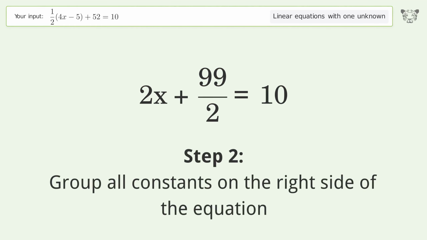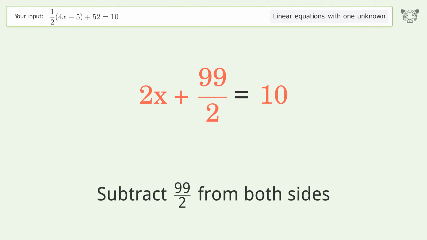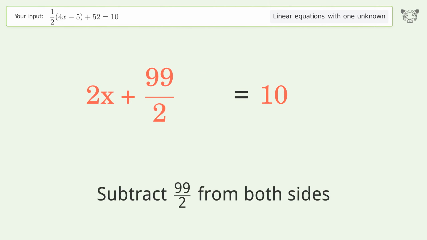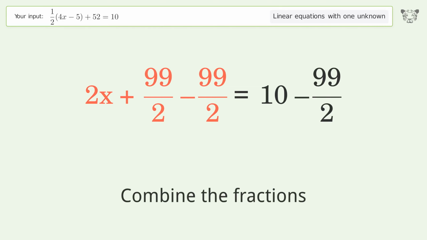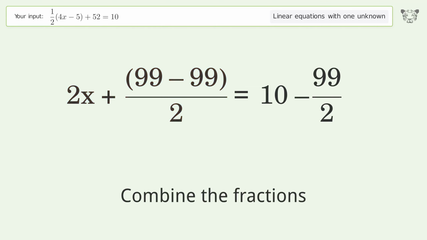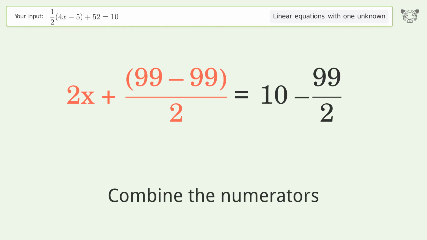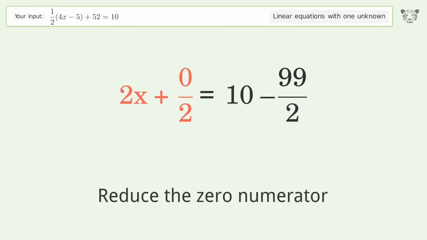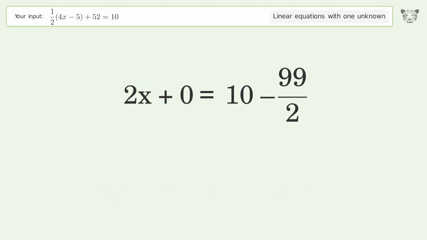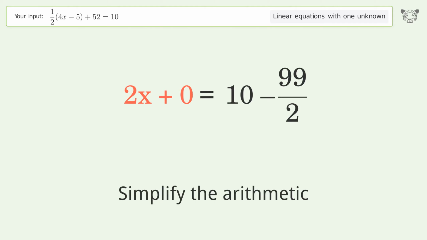Group all constants on the right side of the equation. Subtract 99/2 from both sides. Combine the fractions. Combine the numerators. Reduce the zero numerator. Simplify the arithmetic.